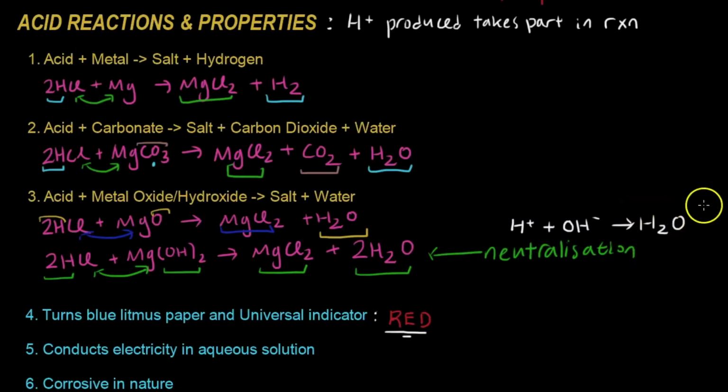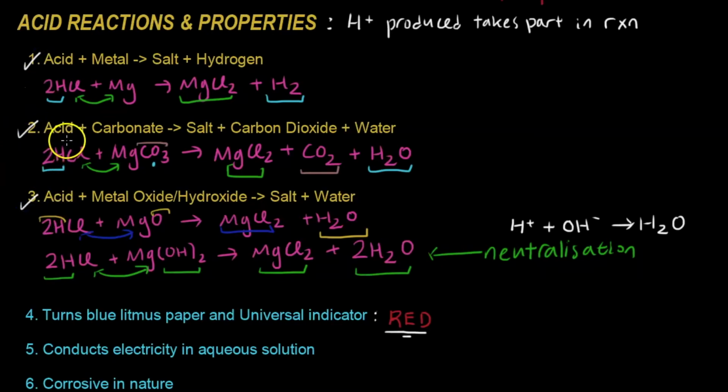This H2O is neutral, as with water. It's neutral because the positive charge has neutralized the negative charge, so it's a neutral charge right here. Remember this process is called neutralisation. It only happens when the H plus reacts with an OH minus hydroxide ion. So these are the three processes that you have to remember for acid.